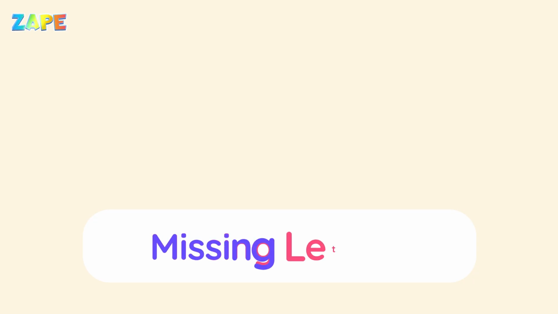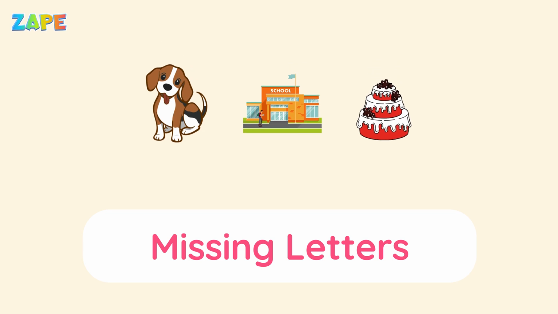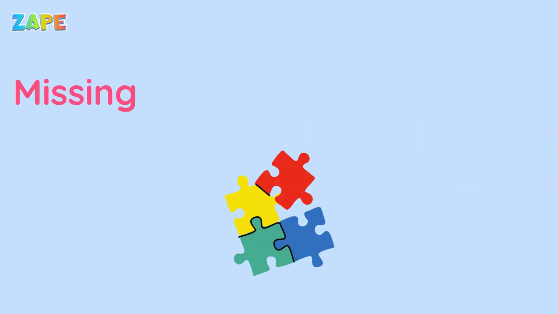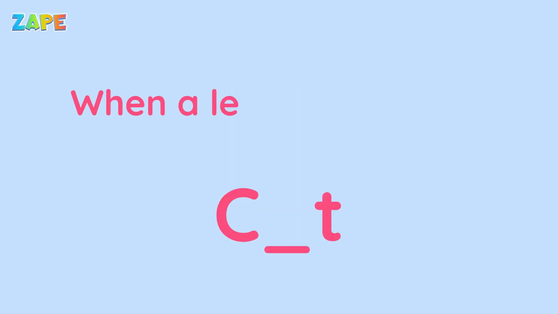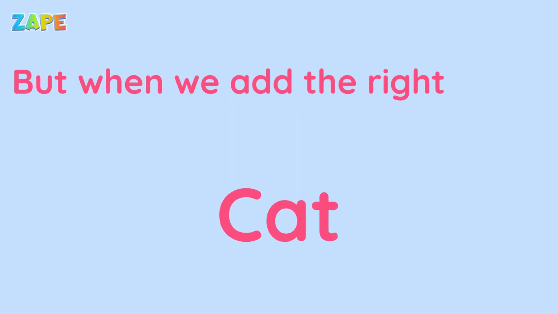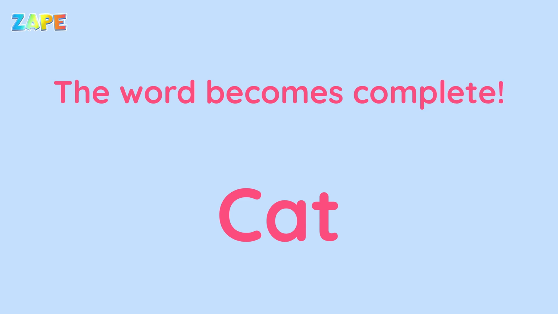Hello, letter detectives. Today we're going to play a fun game called Missing Letters. Sometimes, a word is not complete because a letter is missing. Your job is to find the missing letter and make the word whole again. Missing letters are like puzzles. When a letter is left out, the word doesn't look or sound right. But when we add the right letter, the word becomes complete.